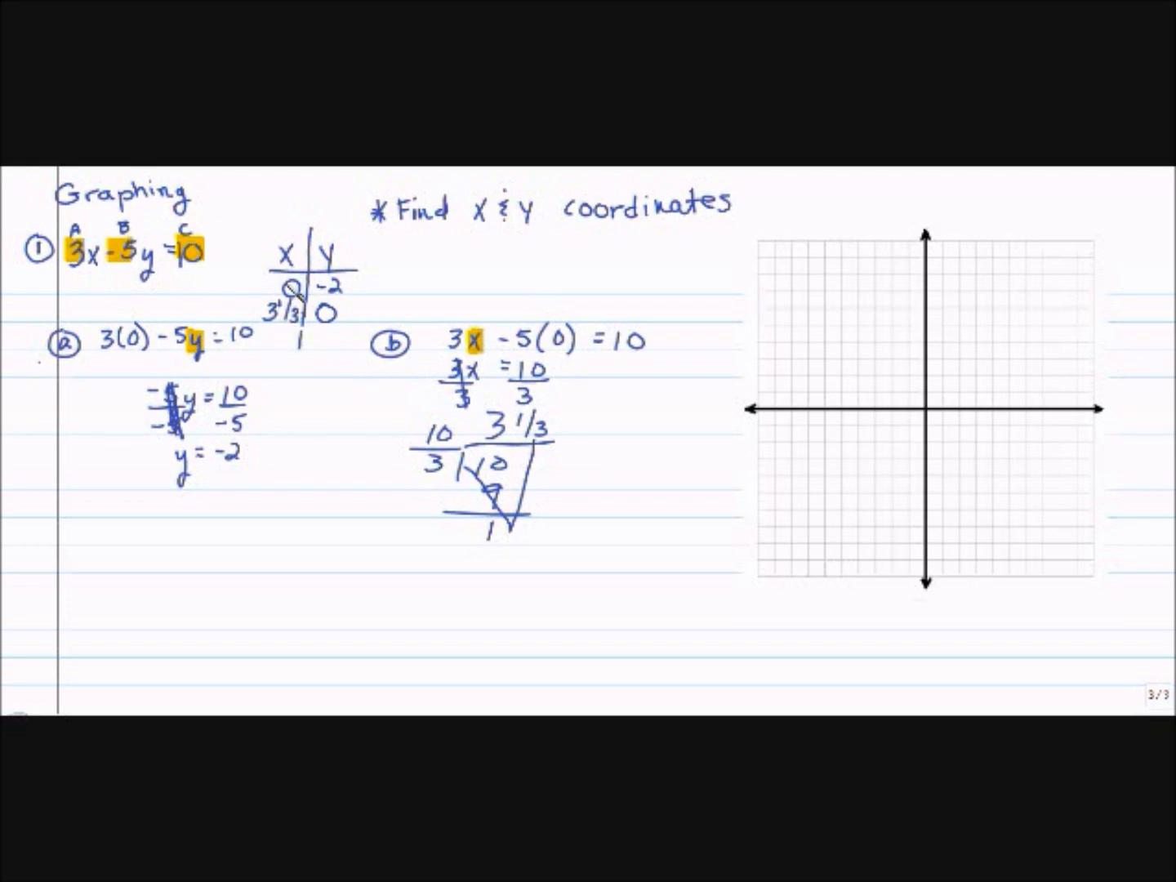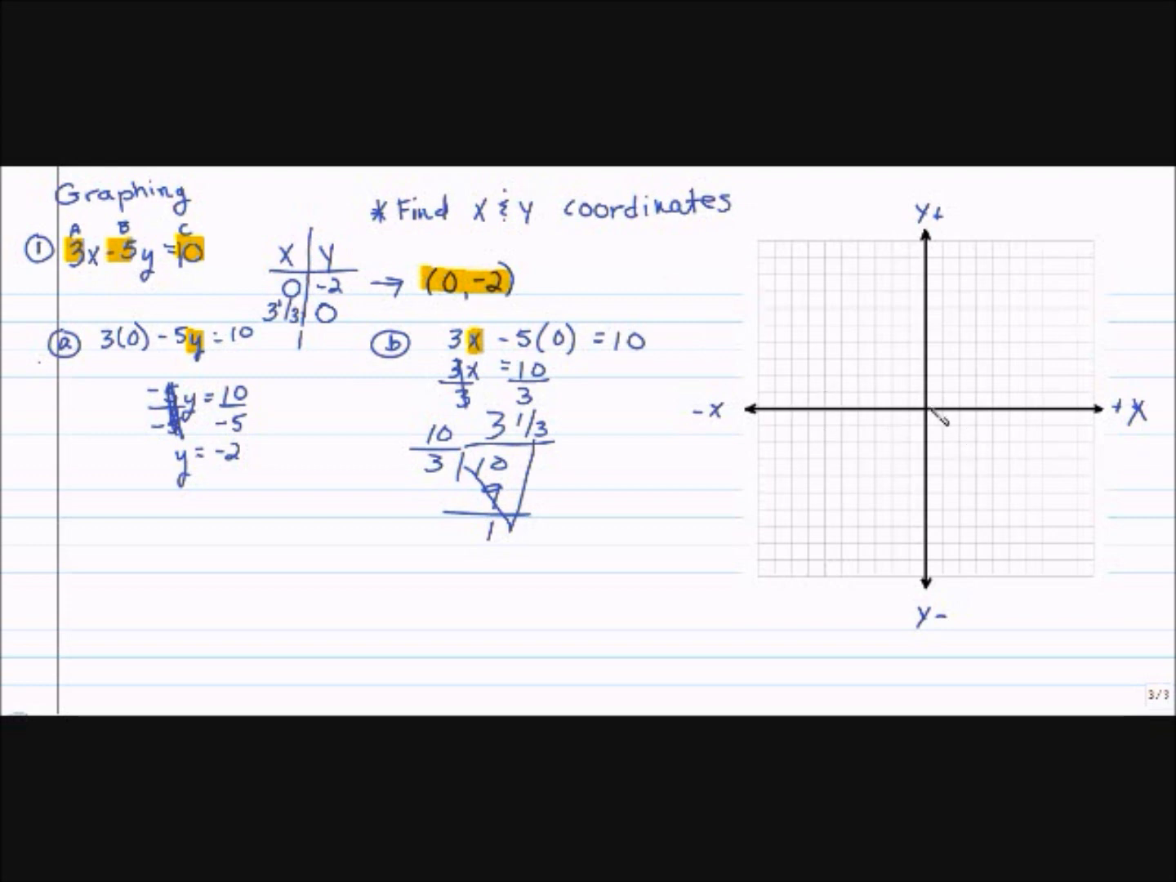Now I need to graph them. My first ordered pair is 0, negative 2. Here is y positive, y negative, x negative, and x positive. We always start at the origin. Our first ordered pair is 0, negative 2.